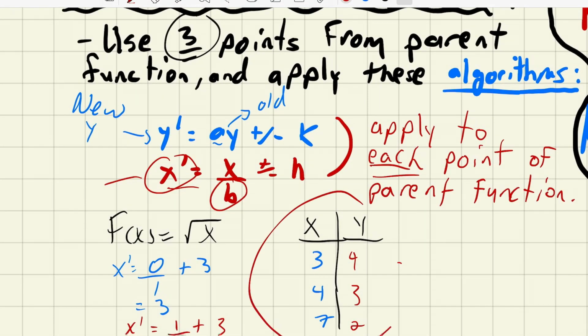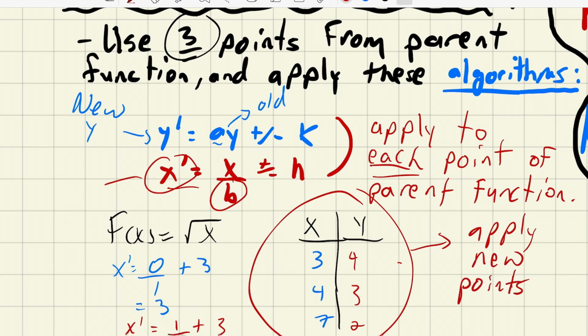Now using this new chart, we're going to apply these new points to the graph. We did it slow the first time because this is the first example, but the next time we'll do it quicker, and you'll be able to do these a lot more quickly and confidently as you get used to it. So apply new points to the graph, that would be the parent graph.